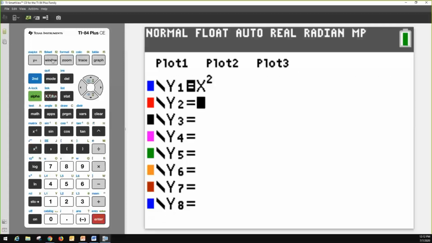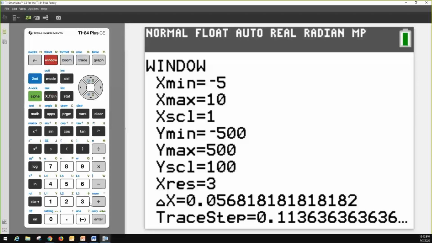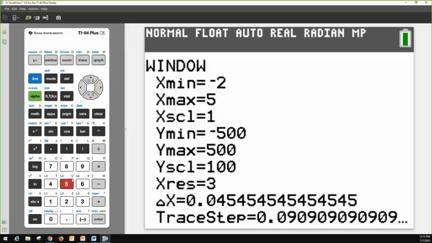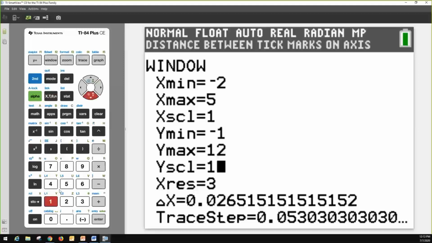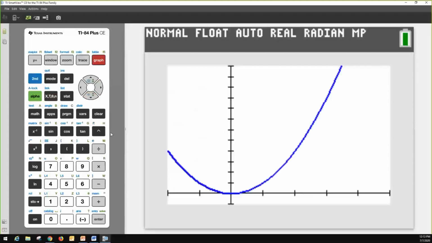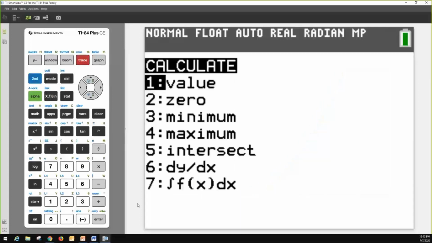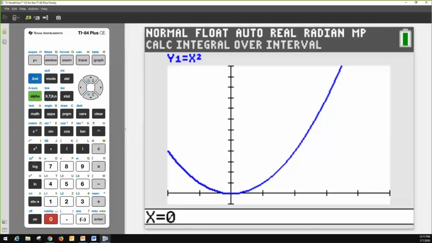So I'm going to graph that, and I'm going to set my window dimensions. -5? No, I don't even need to go as far as -5. Let's do -2, and up to 5, because the question only goes between 0 and 3. -1, let's say 12. So there's my graph. I don't know that the area is 12 between 0 and 3, but let's find out what that area is. So let's calculate the integral, number 7, between 0 and 3.